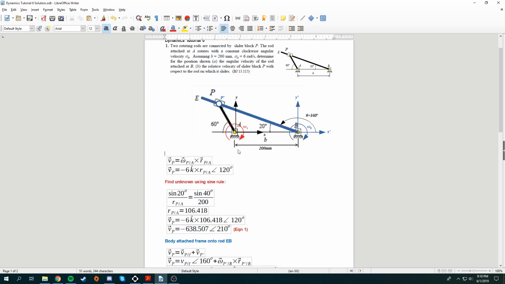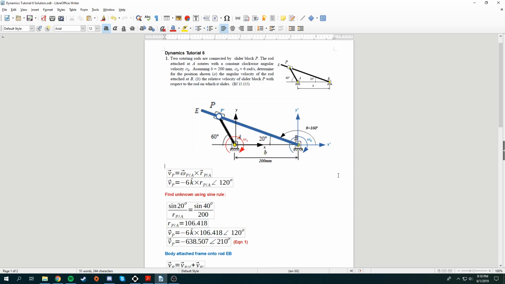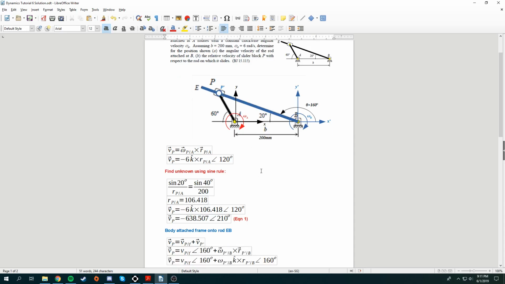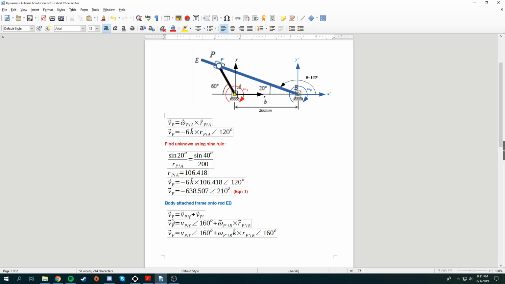Now let's form another equation so we can solve for these unknowns. So what I'll do is a body attached frame onto rod EB. So this is my body attached frame. And what do I mean by body attached frame? What I mean is this frame would rotate and translate along with this rod. So as this rod is rotating, the frame will rotate as well. And what will this measure? Just the linear movement of point P. Okay, that's why I have VP equals VP from frame plus VP prime.